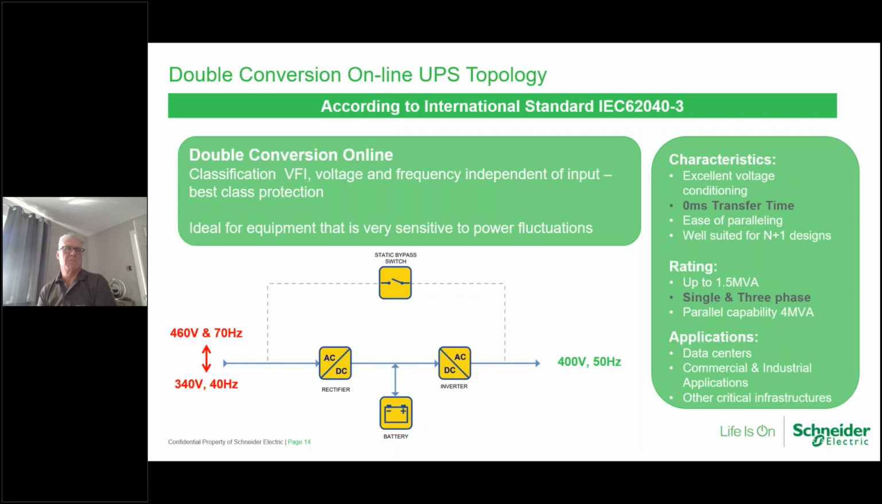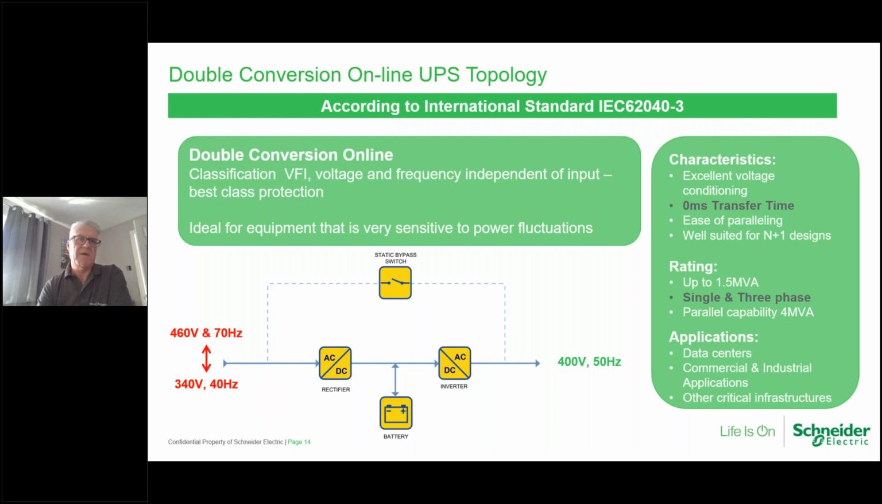And the last one, not least, is the one that most people have probably heard of: double conversion online. This is the most complex because voltage and frequency are independent of the utility supply, in that the voltage and frequency input is rectified to DC by the input rectifier, which charges the battery and supplies power to the inverter. That DC power is then reconfigured as an AC output to supply the load.